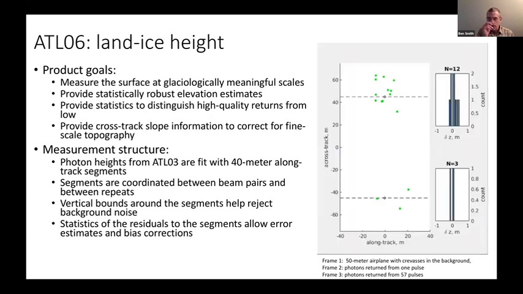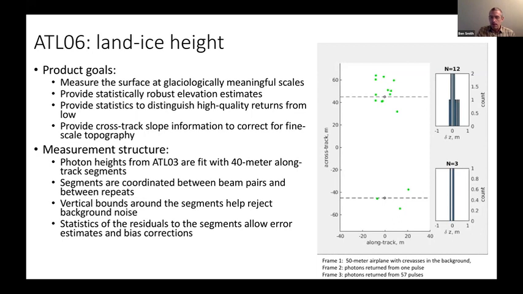So here's a picture of the photons that you get back from a strong beam and a weak beam from a single pulse. From a strong beam, we get back up to 12 photons. So this is them randomly distributed by the footprint pattern of ATLAS. At the bottom, we have a weak pulse, which has only 3 photons, and those are also randomly distributed by the beam pattern of ATLAS.